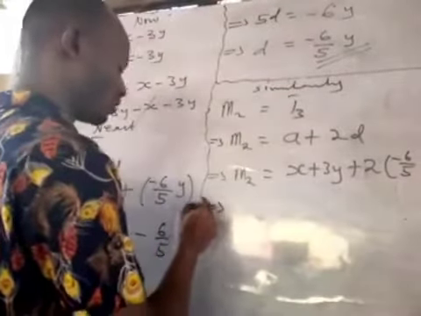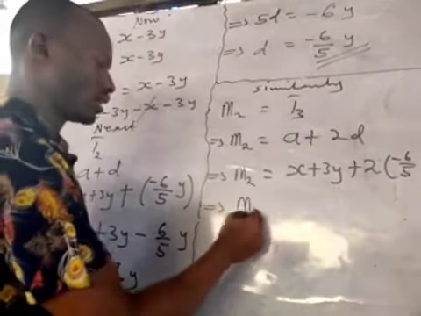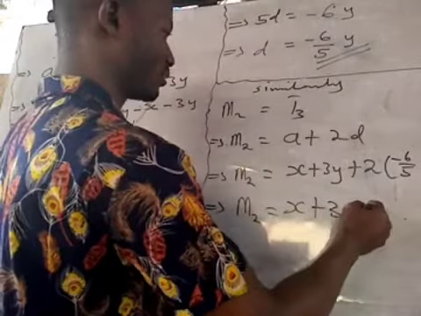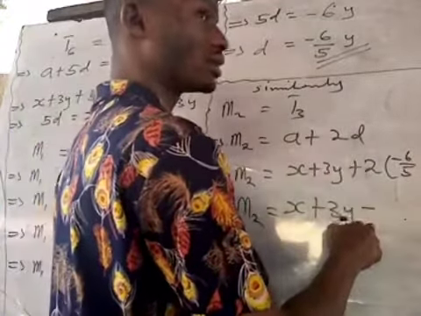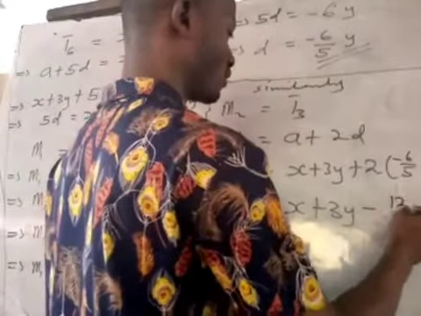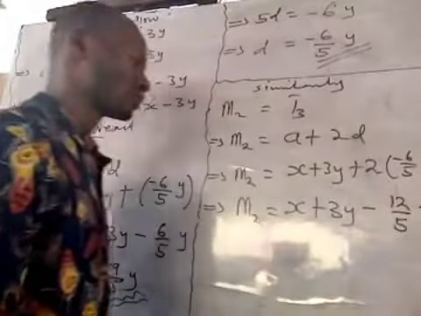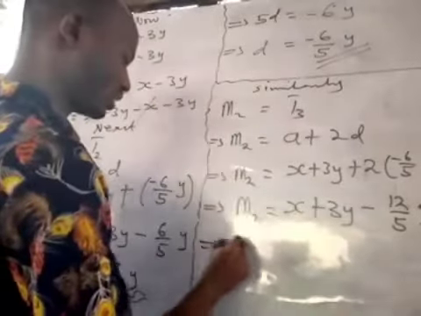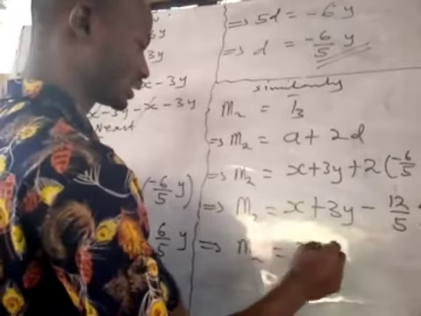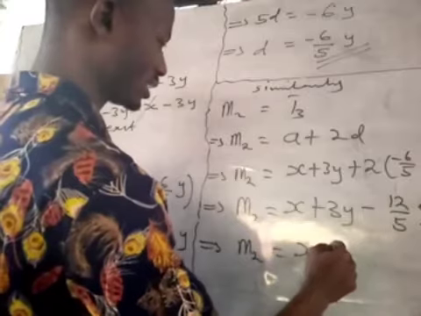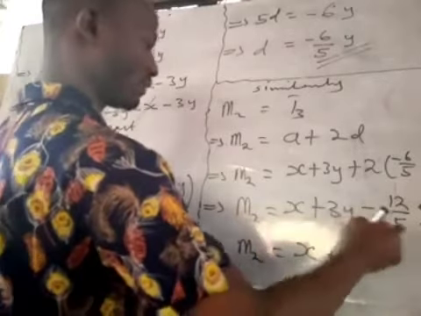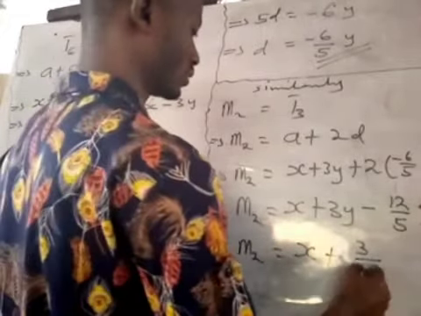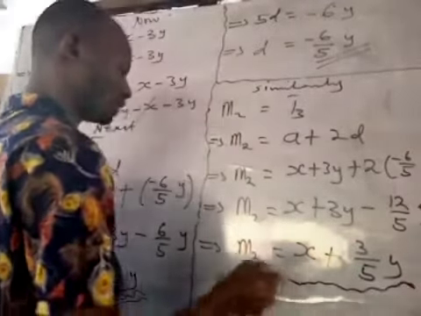So this input equally means that M2, the second mean, is simply equal to x plus 3y minus, because plus times minus gives us minus. Then 2 times 6 gives us 12. We have over 5. We have y here. So we can resolve this. This times this is 15. 15 minus 12 will give us 3. So this simply means that M2 will be equal to x plus, what did I have again? 15 minus 12 is 3. So I have 3 over 5y. So this is the value of the second mean.